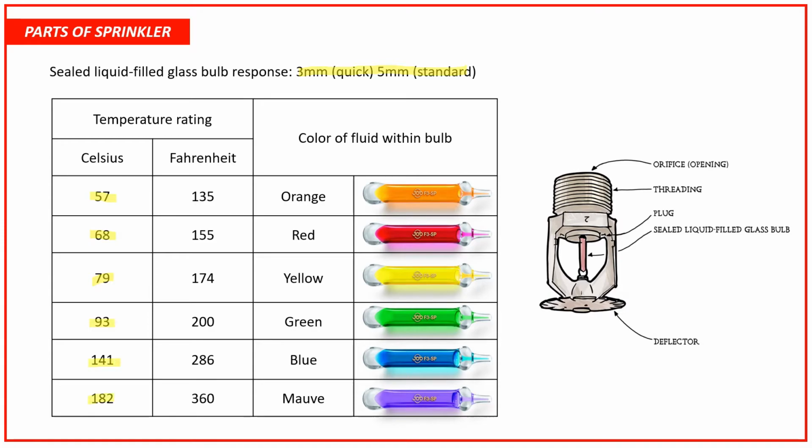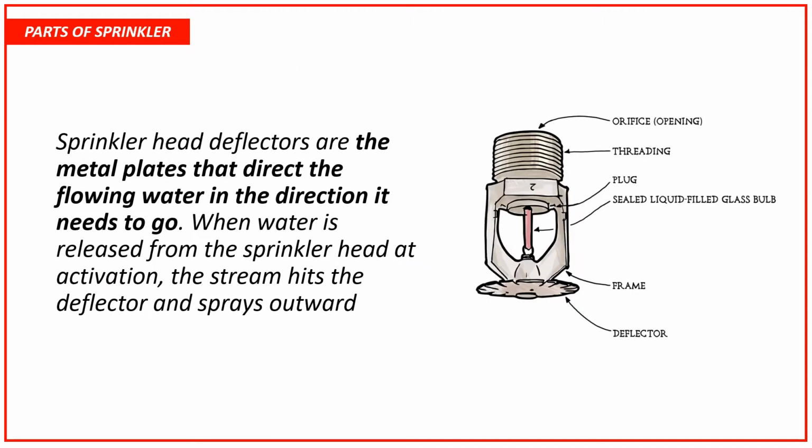And last one, deflectors. Sprinkler head deflectors are the metal plates that direct the flowing of water in the direction it needs to go. When water is released from the sprinkler head at activation, the stream hits the deflector and sprays outwards. Next one, K factor.